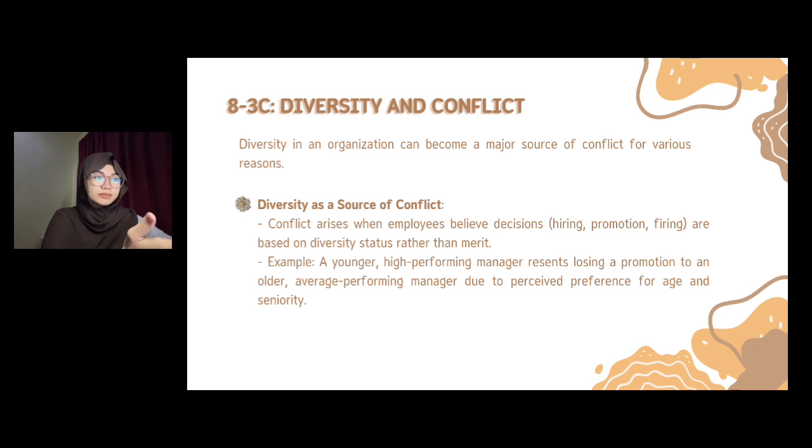For example, na-promote ang isang manager dahil sa edad niya or dahil siya ang pinakamatagal na nagtrabaho, pero average performing lang naman siya, when in fact, may mga mas magaling sa kanya. So, that is the first.